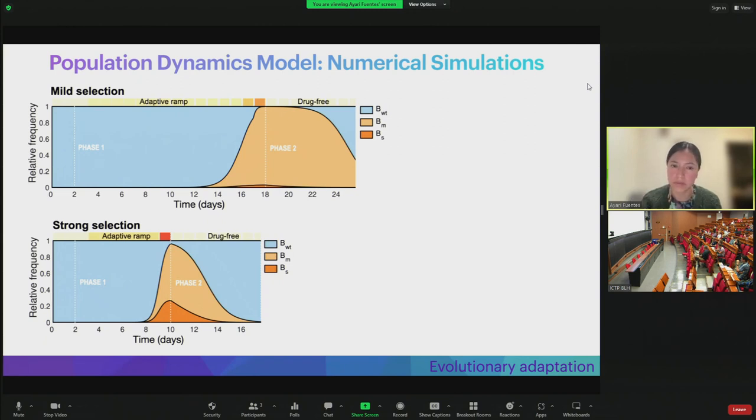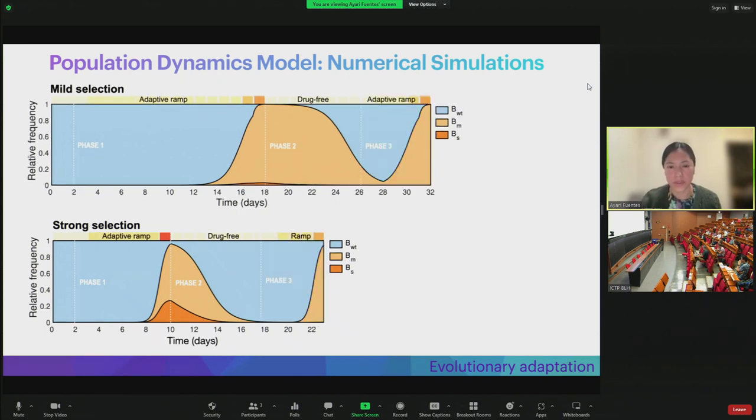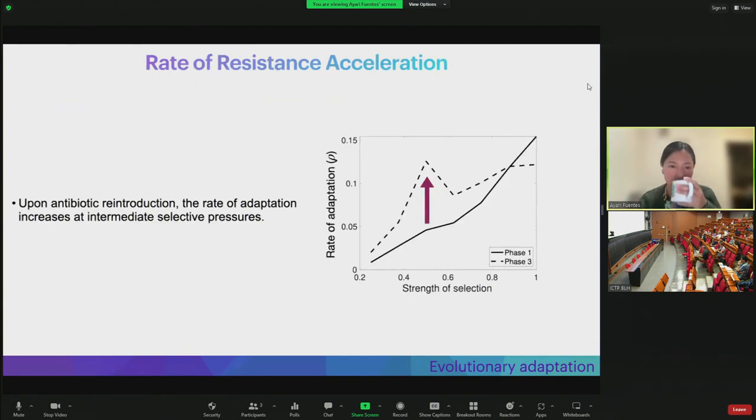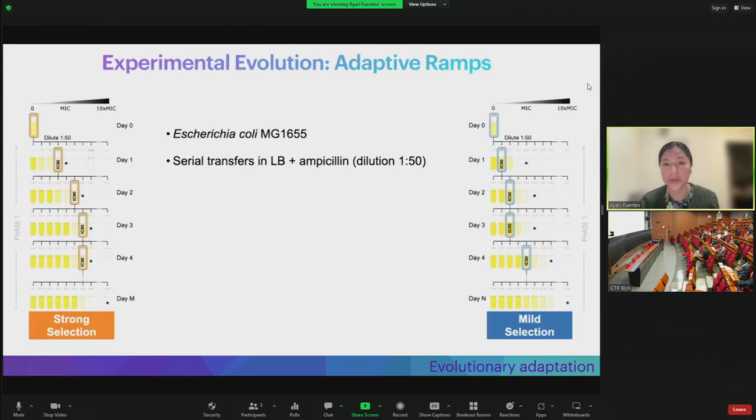In contrast, with the strong selection population, within the same amount of drug-free environment, the whole population is going to be naive again. And then if this population is subjected again to an adaptive ramp, of course it's going to respond in a different way. So we have this very simple model, and we decided that there were some interesting things in there. So we decided to do the actual experiment to see if this happened, if the populations actually responded differently just because they have a different composition.